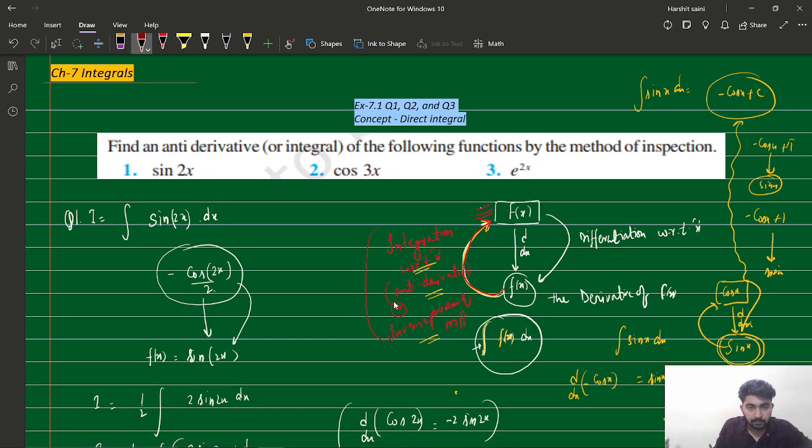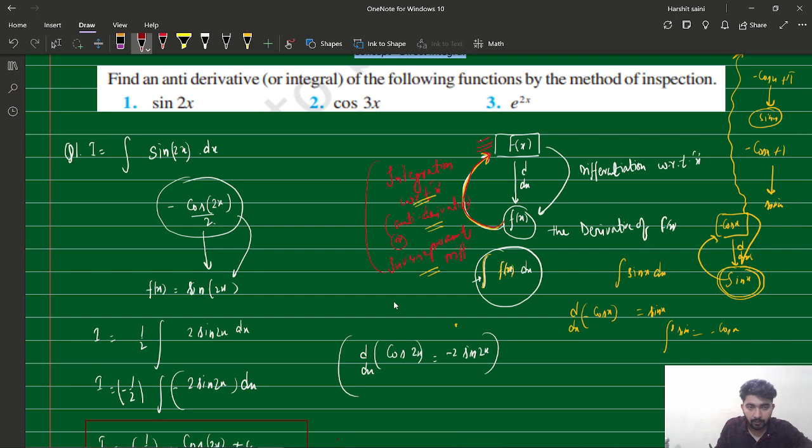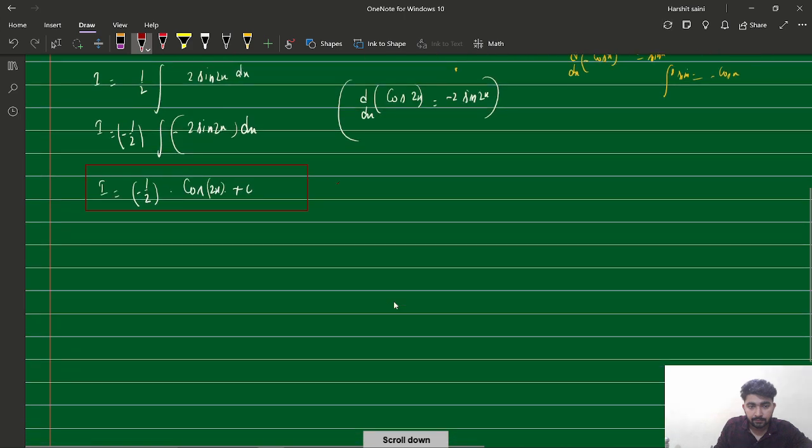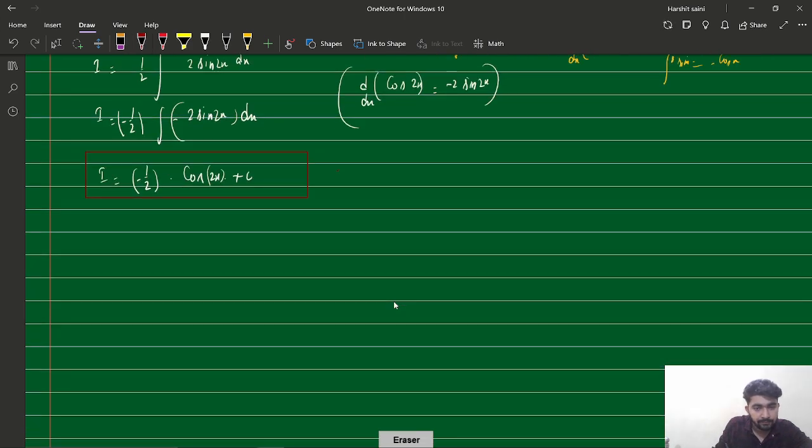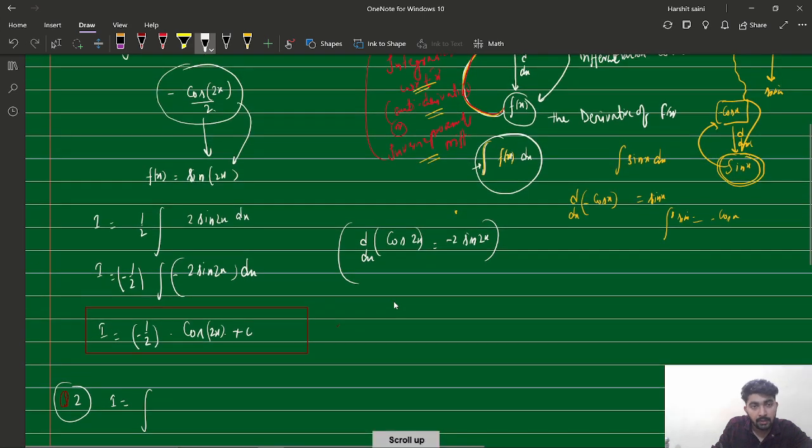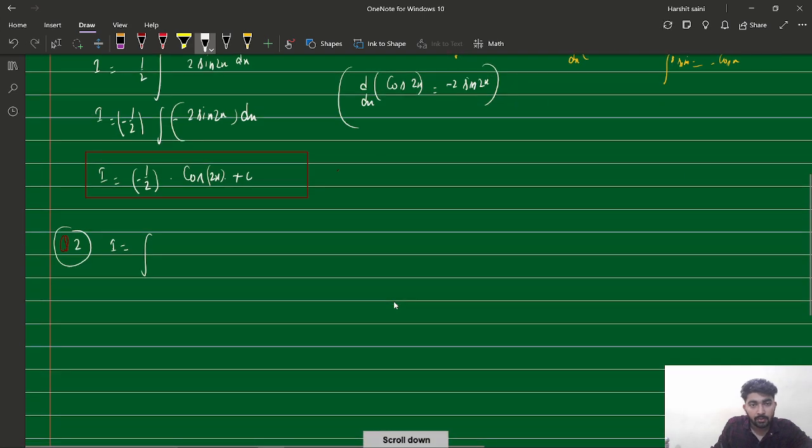Done. Question number 1, I hope you understood how we are proceeding. Okay, question number 2. In question number 2, we need to integrate cos 3x. Cos 3x we need to integrate.